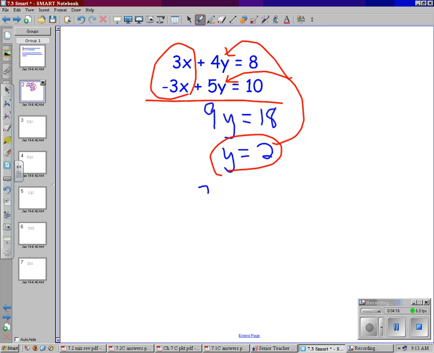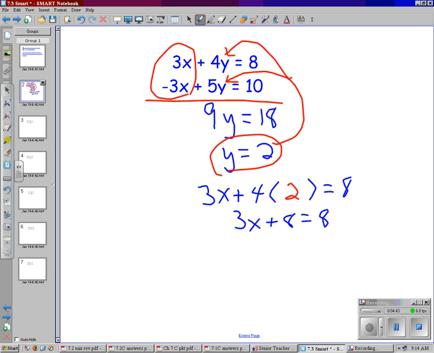Okay. So let's do the 3 times x. I don't need parentheses here. We have 3 times x plus 4. That's where my parentheses need to go. And in for the y goes the 2 that we had just found. And 4 times 2, class? 8. Equals the 8 on the other side. What happens when we bring that 8 to the right?